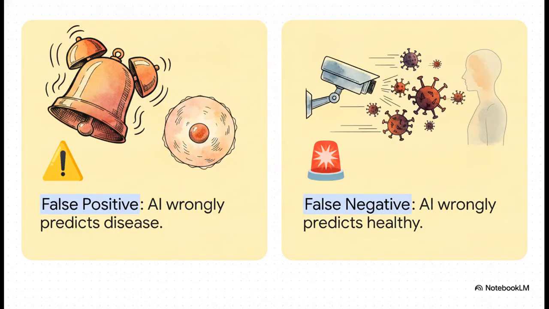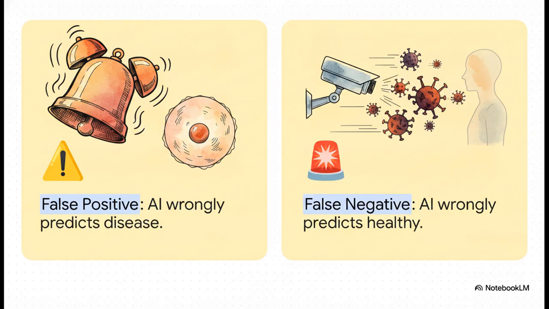But what happens when the AI gets it wrong? Well, these are our false outcomes. First is a false positive, also known as a type 1 error. This is when the AI wrongly predicts a completely healthy person has a disease. Obviously, that's really scary for the patient, but usually follow-up tests are going to catch that mistake.